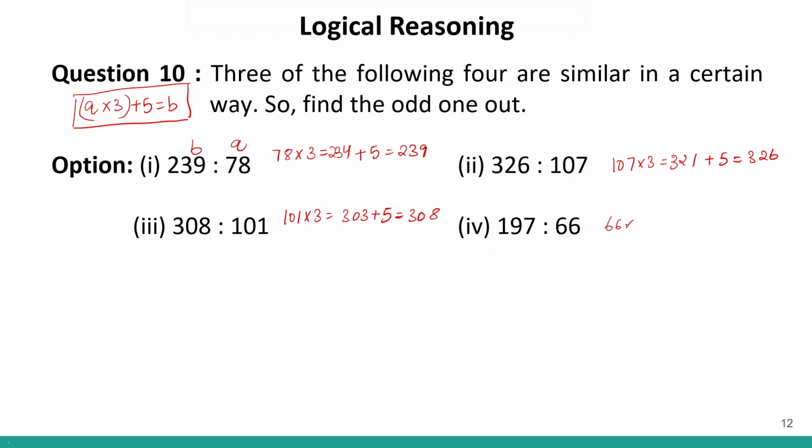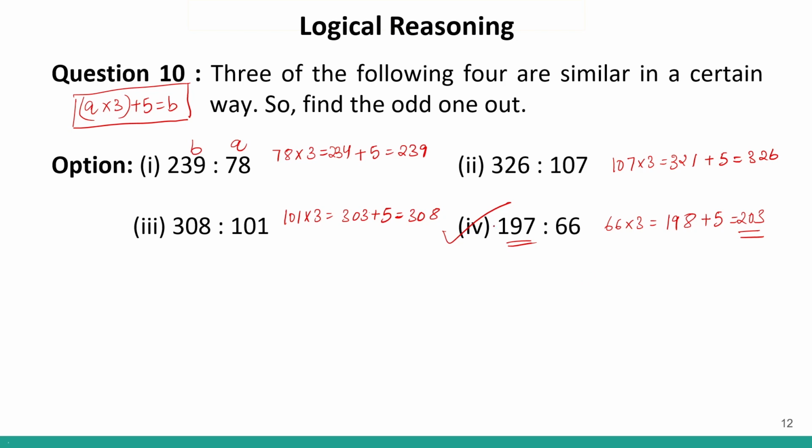Now let us look at option number 4. So option number 4, 66 into 3 will give me how much? 6 3s are 18, 198, correct? And if I add 5 into it, I'll get 203. So here we have 197 and here we have 203. So these are different. Hence, option number 4 is the odd one out in this particular question.